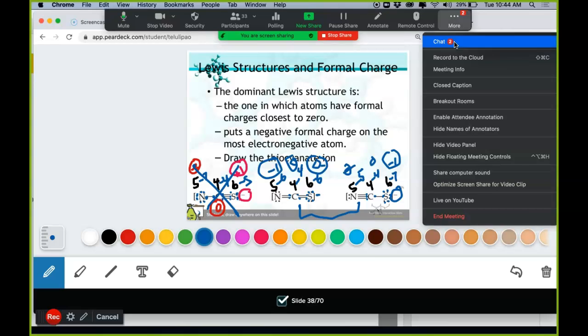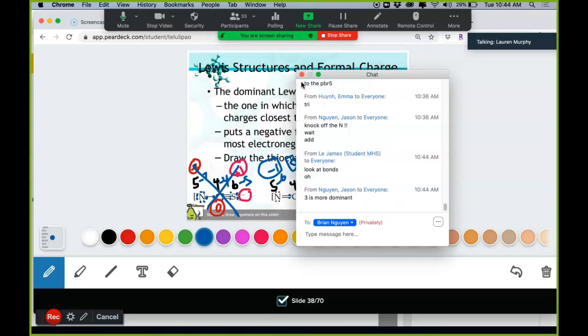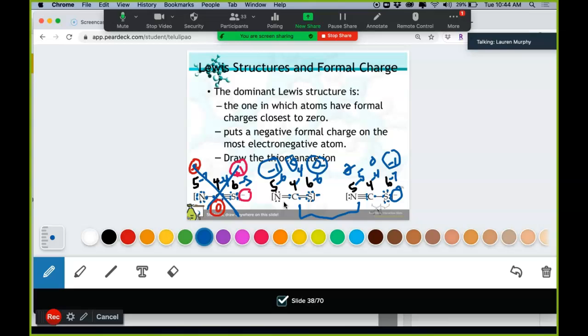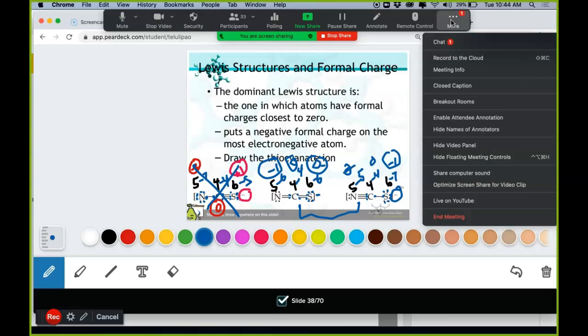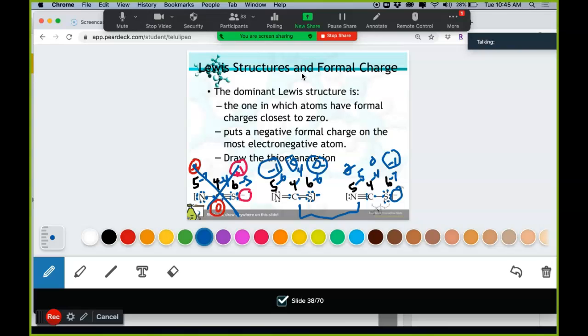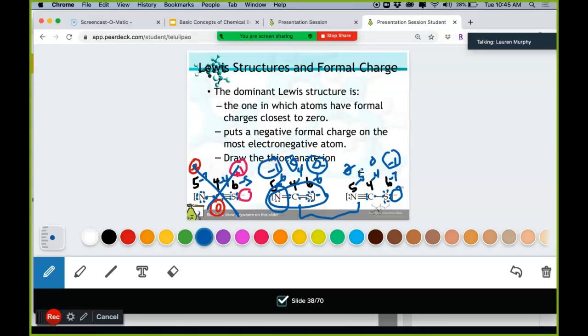Who do you suppose should get the negative charge? The one that is more electronegative, because that would be the one that would attract the electrons more to make it negative. So who is that? Nitrogen is more electronegative than sulfur. This is the best structure. It has the lowest formal charge, and the more electronegative has been assigned the negative charge.